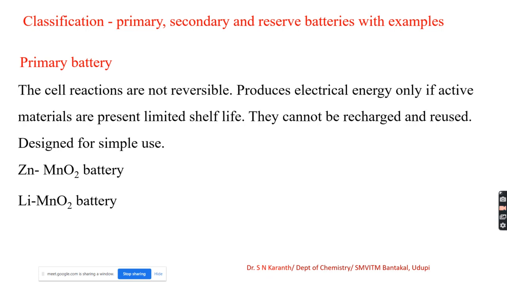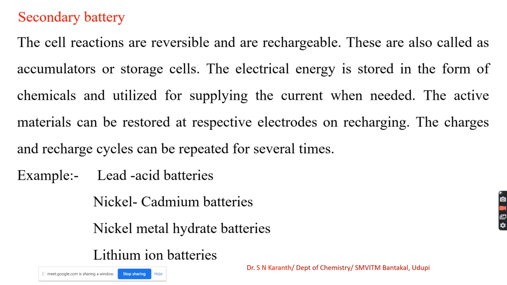The good example for a primary battery is zinc manganese dioxide battery, lithium manganese dioxide battery. In a primary battery, the cell reactions are not reversible, so it is not recharged or reused. In a secondary battery, the cell reactions are reversible and rechargeable. These are also called accumulators or storage cells. The electrical energy is stored in the form of chemicals and utilized for supplying the current when it is needed. The active materials can be restored at the respective electrode on recharging. The charging and recharging cycle can be repeated.